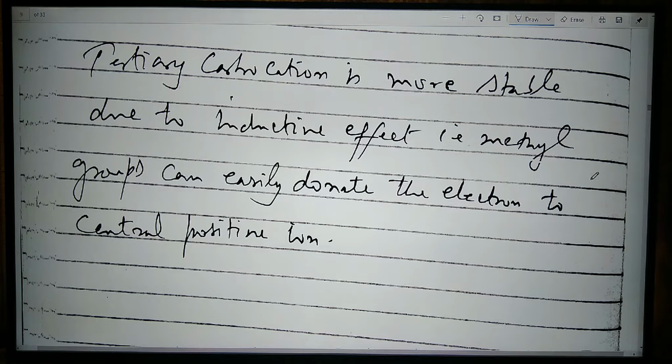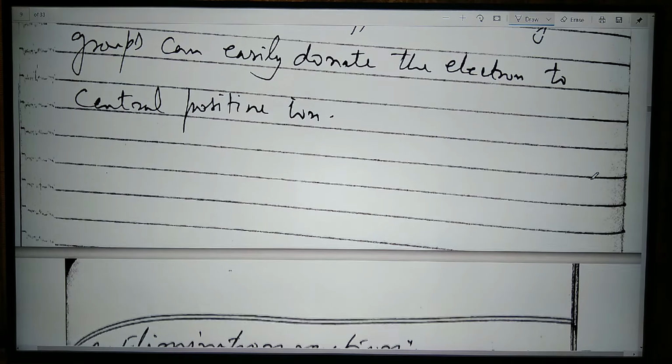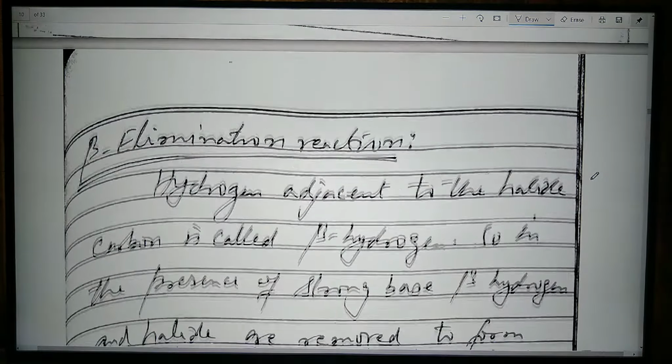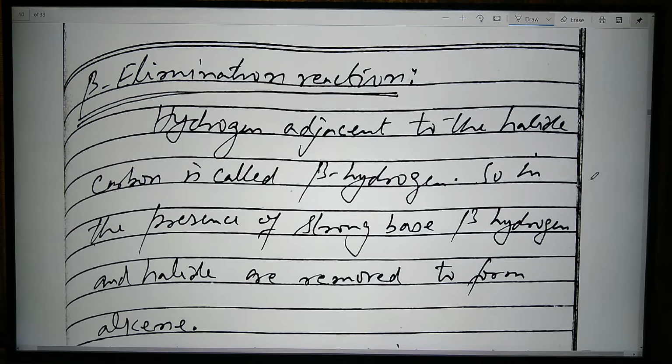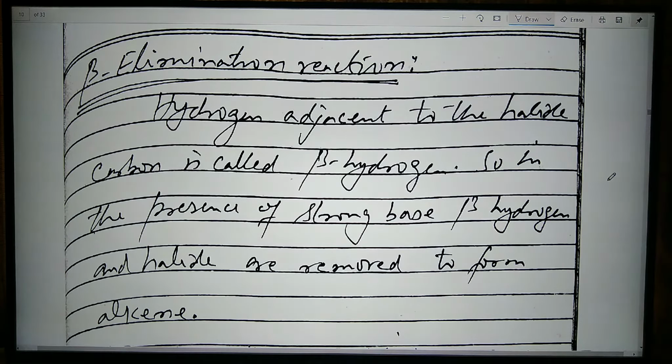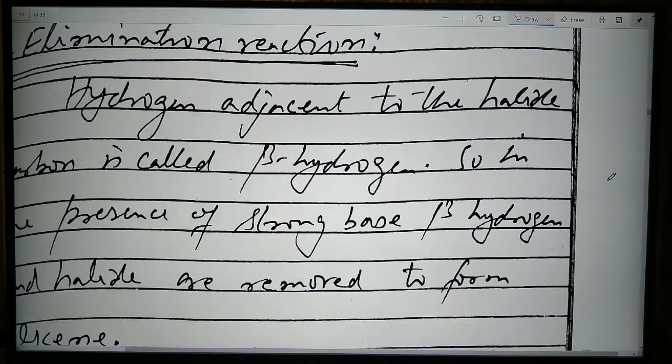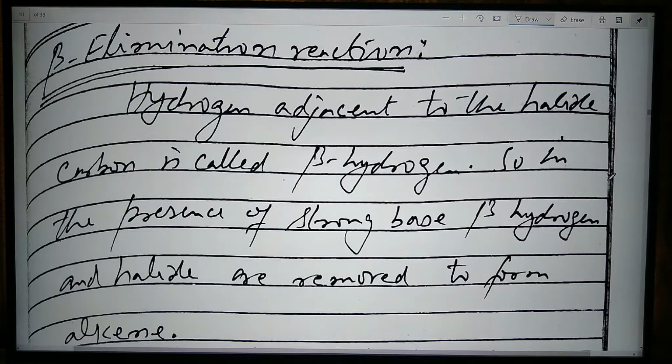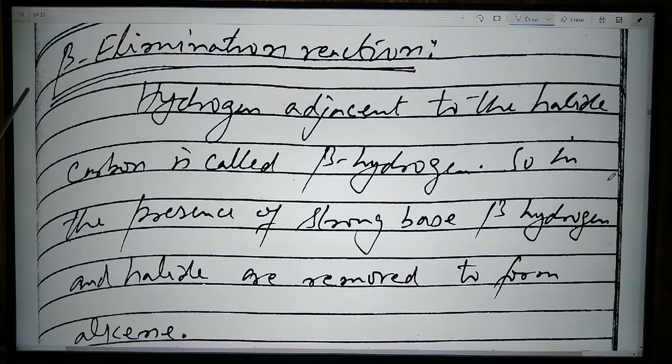So this is the stability of the carbocation. Now we will consider the second form, which is called the beta elimination reaction. In beta elimination reaction, basically the halide along with the hydrogen is removed. The hydrogen which is attached adjacent to the halide carbon is called the beta hydrogen.